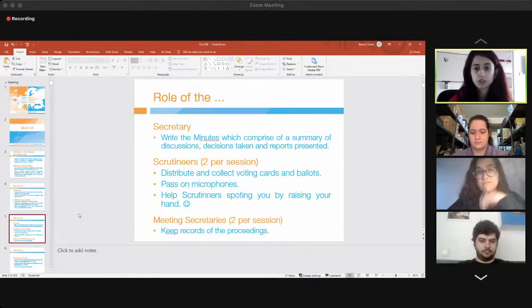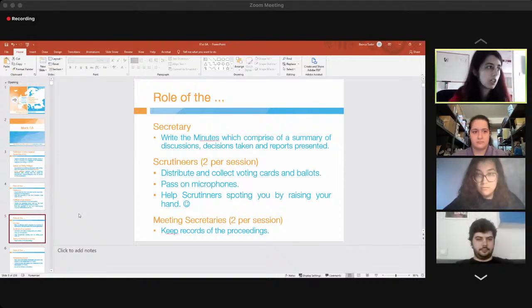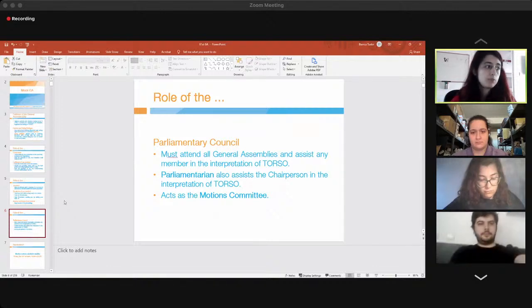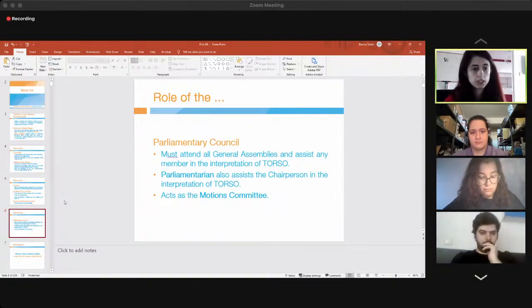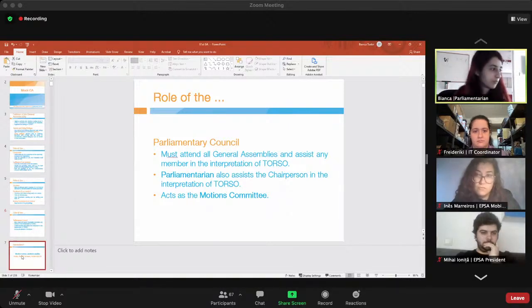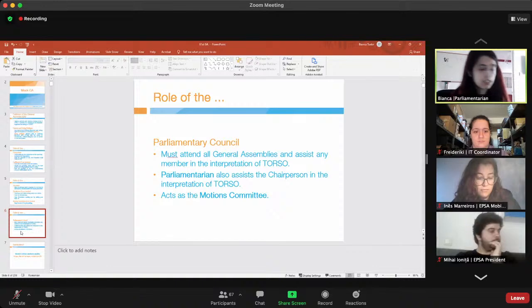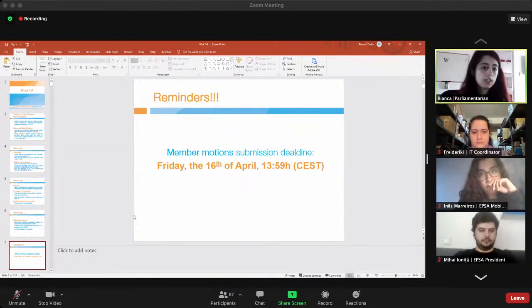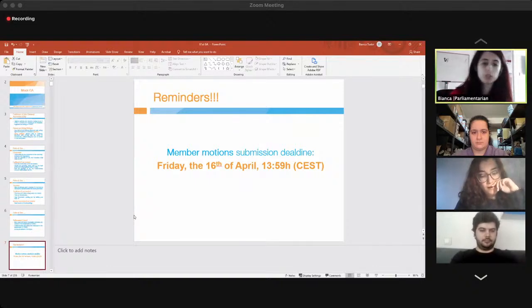We don't need scrutineers now to distribute voting cards and pass microphones. And we will have meeting secretaries to help recording and minuting. Okay, as I said, the Parliamentary Council members are facilitators, and the parliamentarian also assists the chairperson in interpretation of TORs, and also the parliamentarian is the chairperson of elections. And the Parliamentary Council members act as a motions committee, and the deadline to submit motions is Friday, the 16th of April, and you have the documents to submit motions in the GA package.